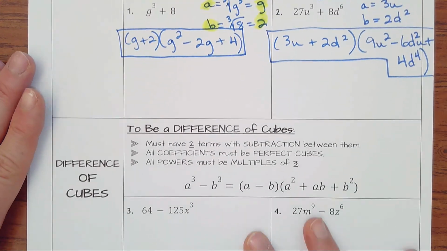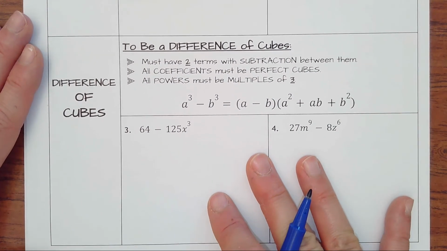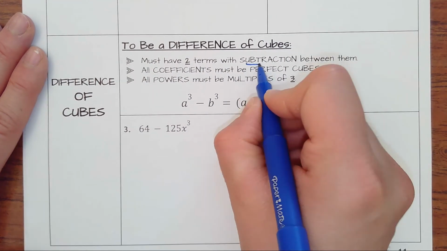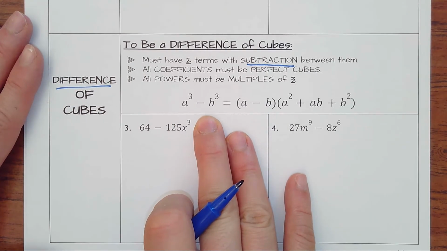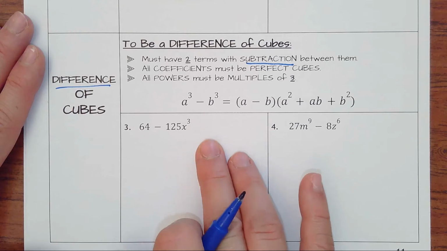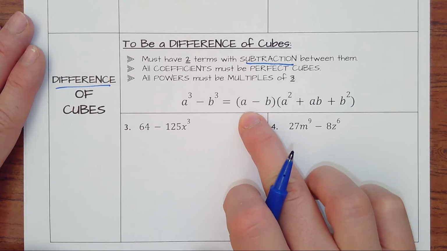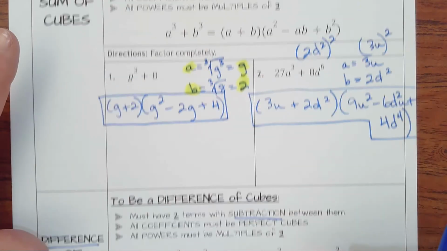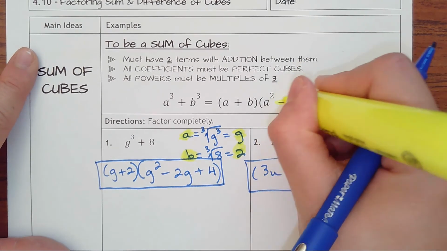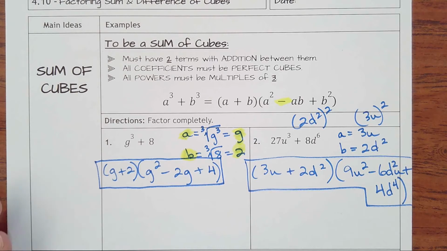Okay, let's go on to difference of cubes. Same exact thing, except you're going to have subtraction between them, hence the word difference. So two terms that are perfect cubes, subtraction between them. The only thing that changes are the signs. Now the minus sign is here, between the a and the b in the front, versus the minus sign was here. So you get to where you memorize this pattern.